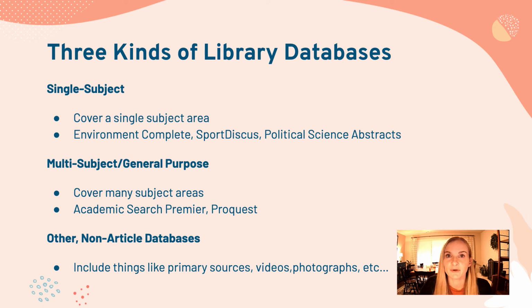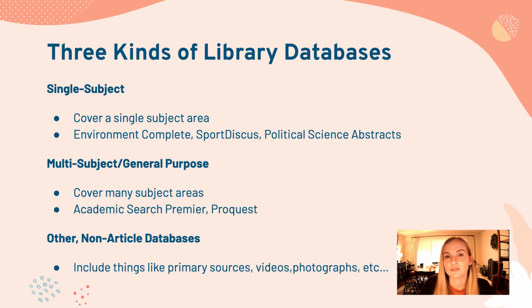The second kind of library database is a multi-subject or general purpose database. These databases are interdisciplinary and cover a wide variety of topics. Most of these general purpose databases will include scholarly articles and magazine articles, and some include things like newspapers and trade publication journals as well. While most people will find articles that answer their research questions in a general purpose database, if you're researching something that's super niche or specific, you might be better off searching in a subject-specific database. So some examples of multi-subject databases include Academic Search Complete or Premier, and ProQuest.